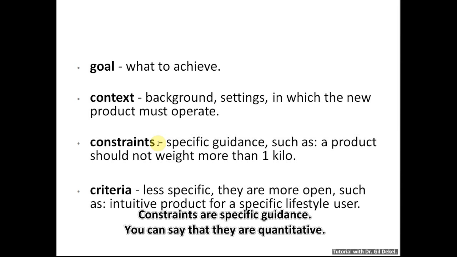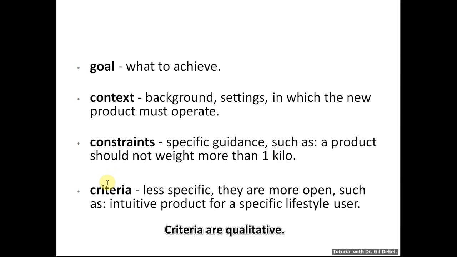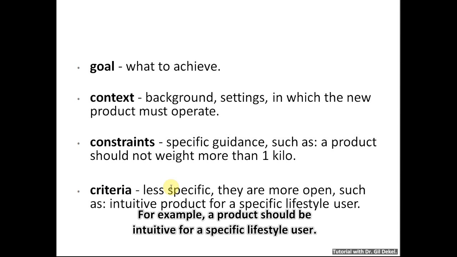You can say that they are quantitative. For example, a product should not weigh more than 1 kilo. They are tangible. Criteria are qualitative. They are less specific. They are more open. For example, a product should be intuitive for a specific lifestyle user.